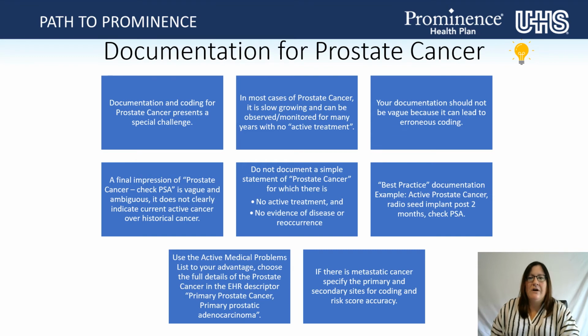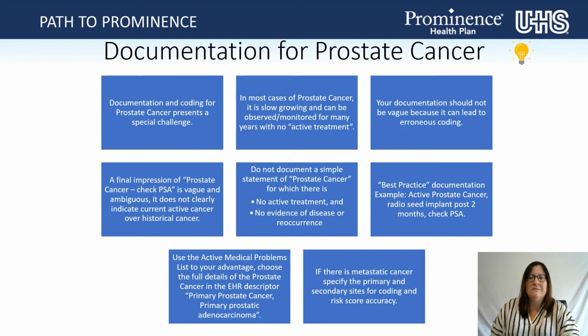Documentation and coding for prostate cancer presents a special challenge. In most cases of prostate cancer, it's slow growing and can be observed and monitored for many years with no active treatment. Your documentation should not be vague because it can lead to erroneous coding. A final impression of "prostate cancer, check PSA" is vague and ambiguous. It does not clearly indicate current active cancer over historical cancer.